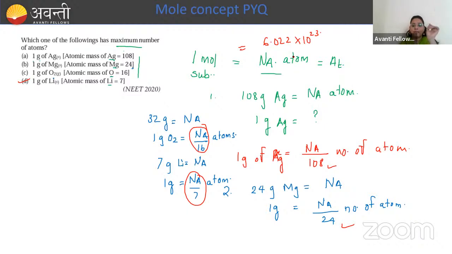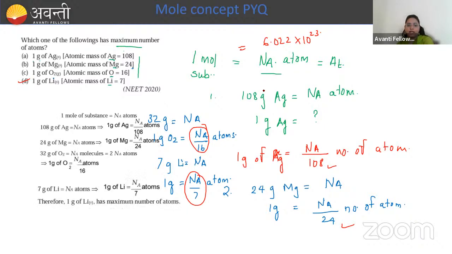This much number of atoms are present in Avogadro's number. So what will be our answer here? In which case are we going to get the maximum number of atoms? Option D, because Na is getting divided by the smallest number. So that's why 1 gram of lithium has the maximum number of atoms. Any doubt in this? I have shown the solution also.